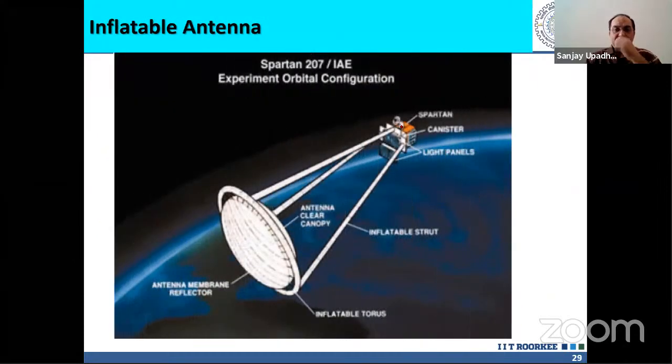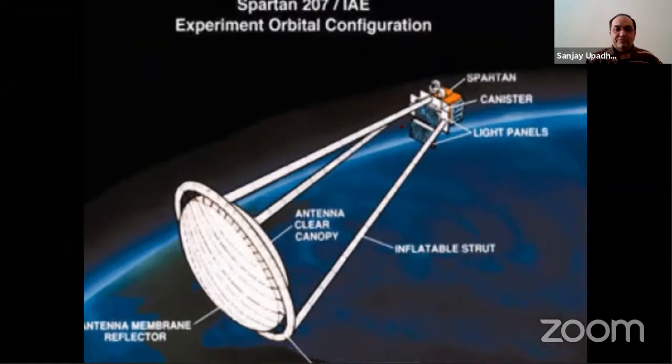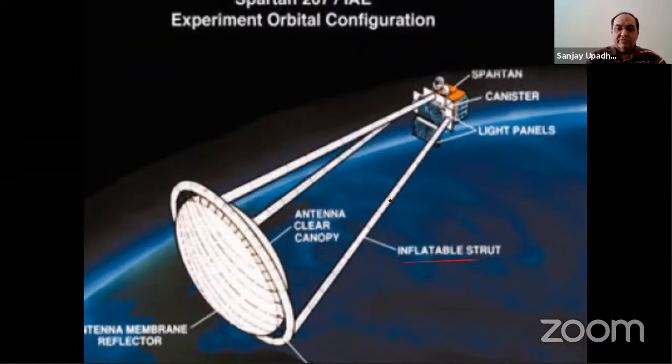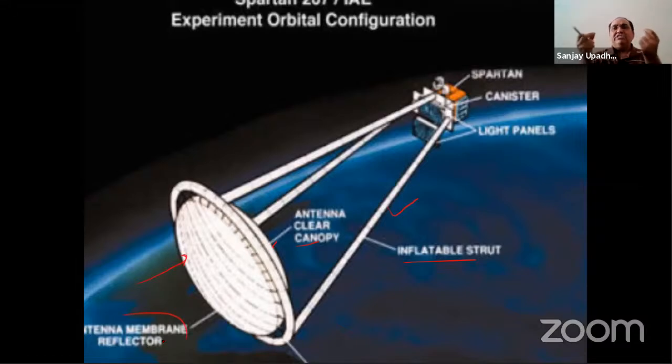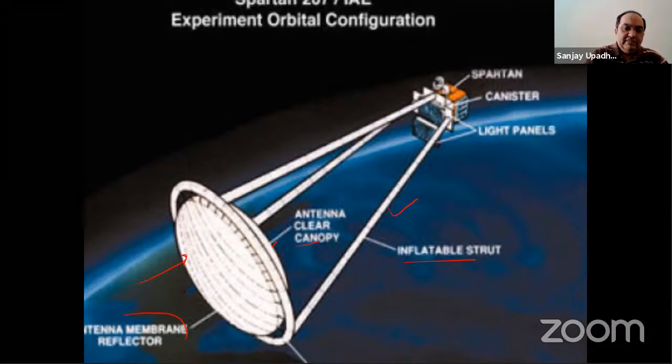Now you see, this is the inflatable antenna which I told you about. This is the inflatable strut. This is the clear canopy, the antenna canopy. This is the reflector, the antenna membrane reflector. A membrane is a thin material, just like paper. You can easily fold it, you can easily twist it, you can easily tear it. So this is the membrane reflector, we can say.